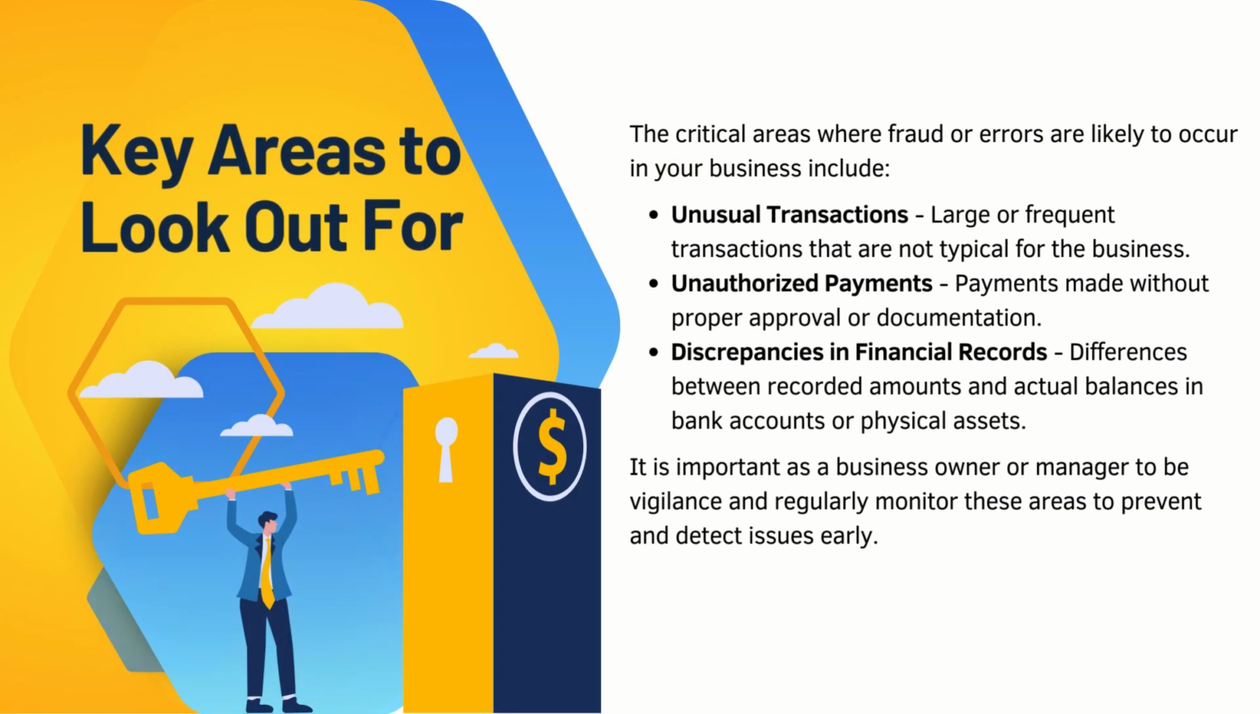Key areas to look out for. Identify critical areas where fraud or errors are likely to occur. Unusual transactions, large or frequent transactions that are not typical for the business. Unauthorized payments, payments made without proper approval or documentation. Discrepancies in financial records, differences between recorded amounts and actual balances in bank accounts or physical assets. Encourage vigilance and regular monitoring of these areas to prevent and detect issues early.